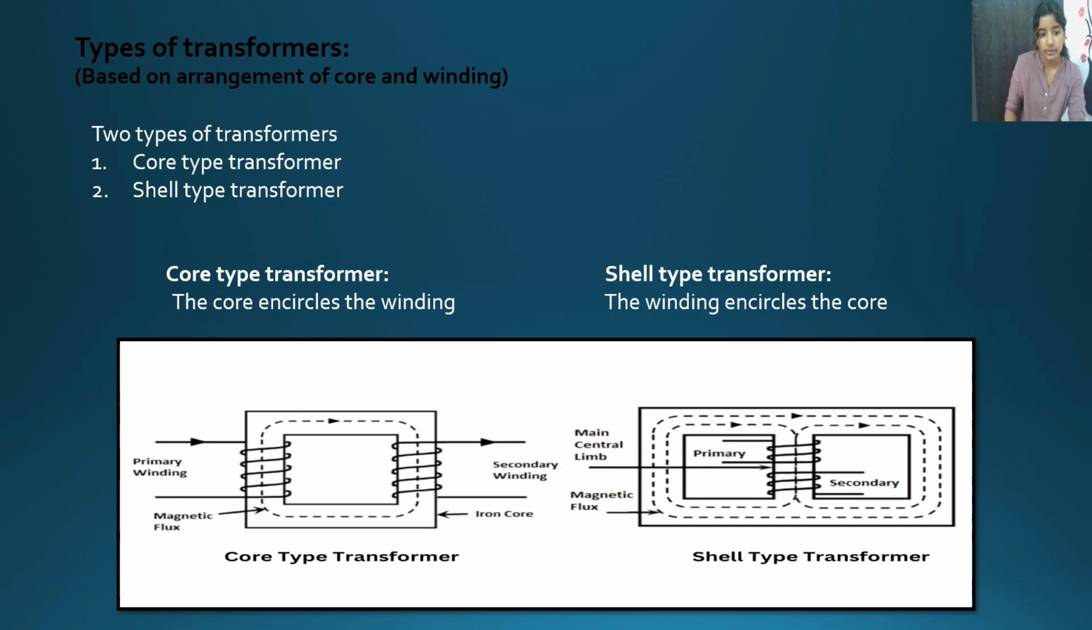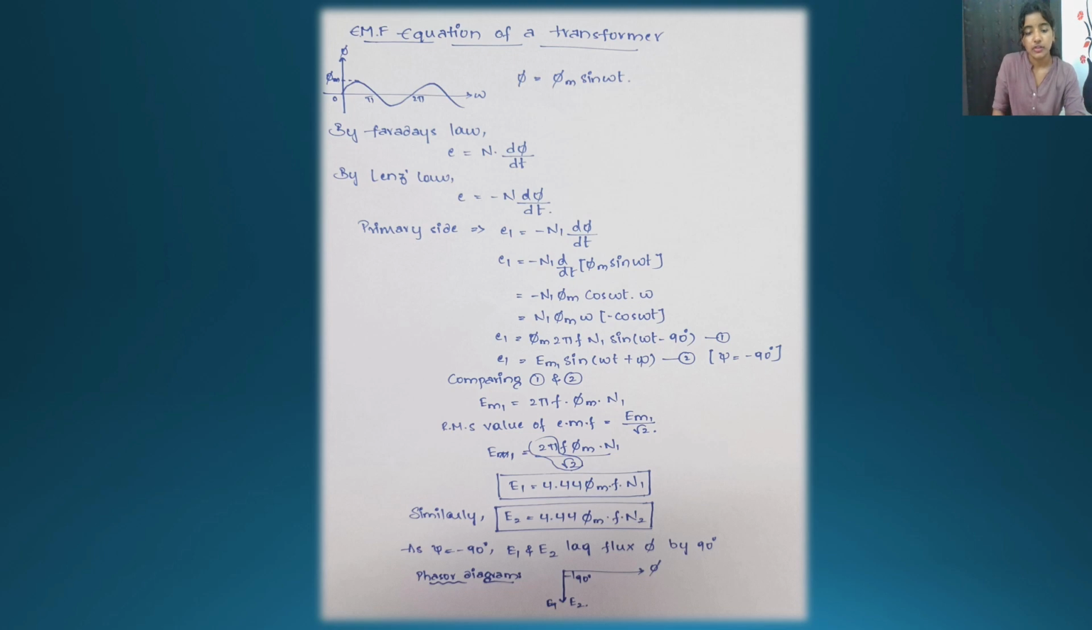Going to the next slide, we have the EMF equation of the transformer. We have phi is equal to phi m sin omega t. That is a very basic equation we all know. By Faraday's law, EMF is equal to N d phi by dt, and by Lenz's law it becomes opposite, so a minus gets added. For the primary winding, we have E1 is equal to minus N1 d phi by dt. Substituting phi m sin omega t and differentiating sin omega t, we get cos omega t into omega, and we know omega is equal to 2 pi f. Here minus cos omega t can be written as sine of omega t minus 90 degrees.